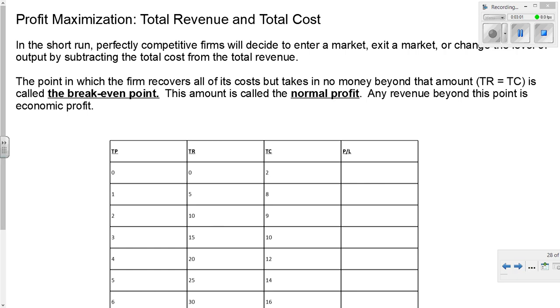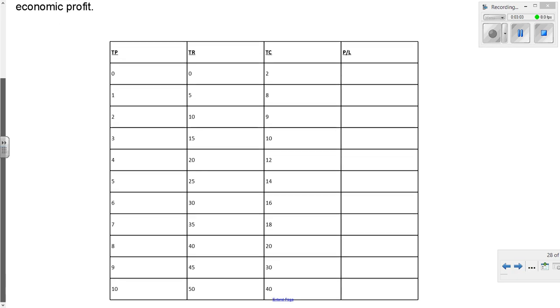So if we were to look at this schedule down here, where TP is our total product, TR is our total revenue, TC is our total cost, and then P/L is the profit or loss, we can figure out how to use the total revenue and total cost method of calculating profit. It's simple. You take your total revenue, you subtract your total cost, and that will tell you if you have a profit or loss, with positive numbers being profit and negative numbers being loss. So if this firm doesn't produce at all, they're going to take a loss of 2. Go ahead and pause this video and take a minute to complete this chart.